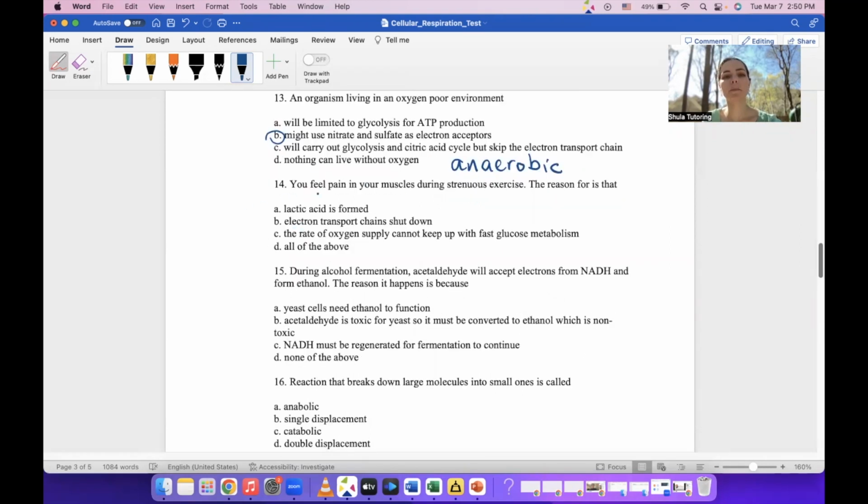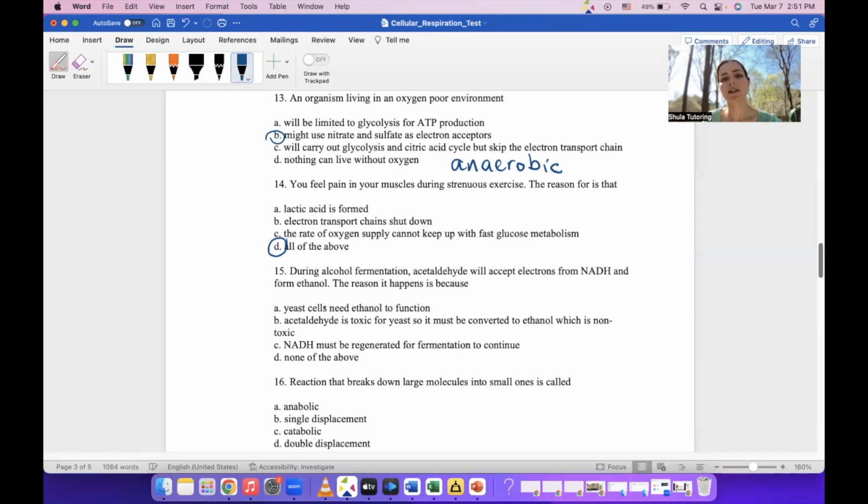Number 14, you feel pain in your muscles during exercise. The reason for it is that lactic acid is formed. That's correct. Electron transport chains shut down. That's correct. The rate of oxygen supply cannot keep up with fast glucose metabolism. So all of that is correct. So the correct answer is choice D. So what happens is we need glucose and oxygen in order to proceed with cellular respiration and generate ATP. But when we're exercising really fast, then we cannot deliver oxygen at a rate to keep up with our need for energy.